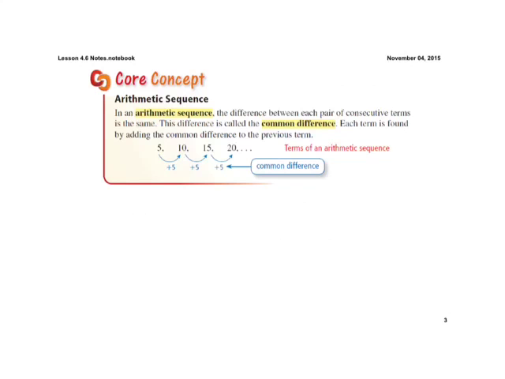All right, our core concept tonight is an arithmetic sequence. What we have is the difference between each pair of consecutive terms. So in a row, consecutive, the difference is the same. We can think back to when we talked about a linear function, the constant difference, a common difference, constant rate of change. From one number to the next is constant. This difference is what we call the common difference.